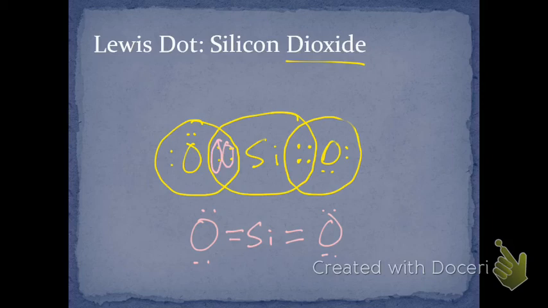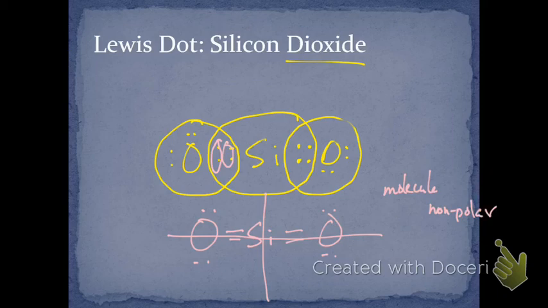Now, what kind of polarity does this molecule have? Well, it has at least 2 lines of symmetry, if not more. So that gives it, the molecule is nonpolar. Okay.